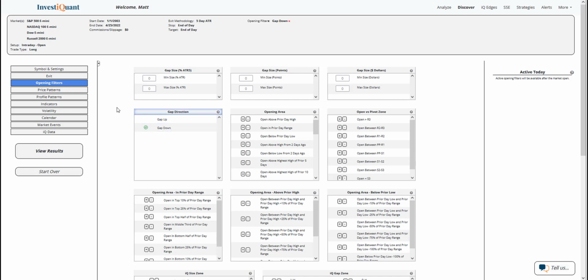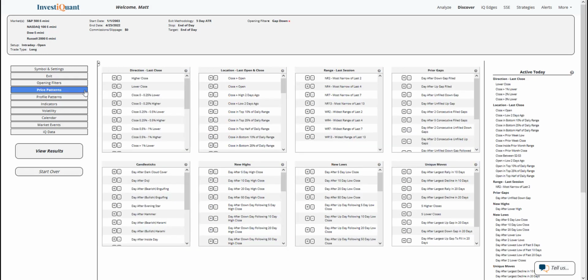The next thing I'm going to do is go to the price patterns library, and I'm going to say that the prior session closed at the lowest price of the past 5 days. That's available in the active today section. That's the easiest place to find it here in the new lows, day after 5-day low. And since it's in the active today, that means it is true for today. You can also find it right here, new lows, top option, day after 5-day low close.